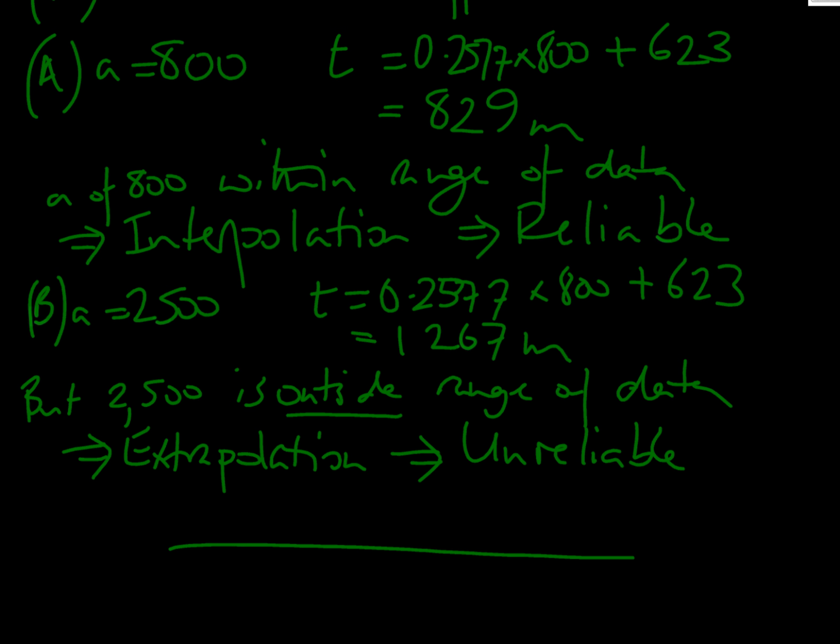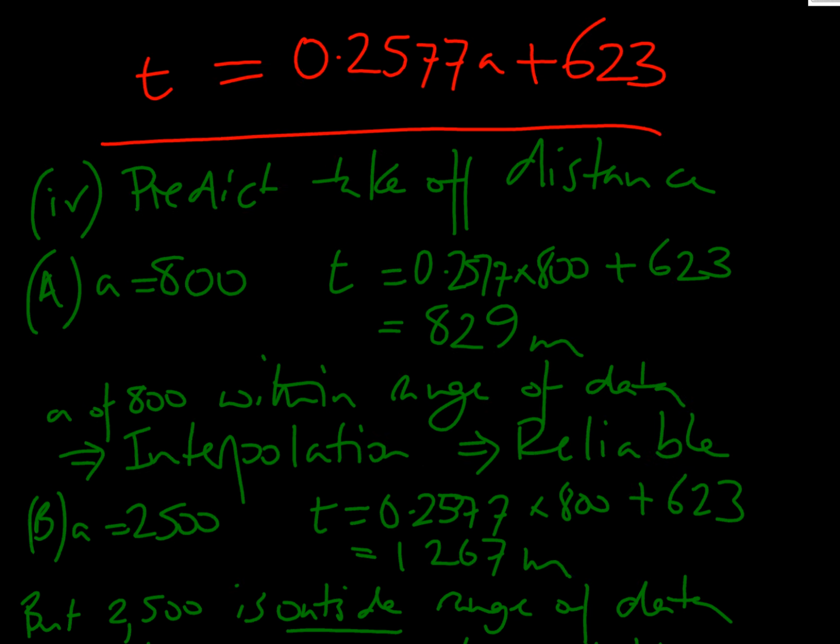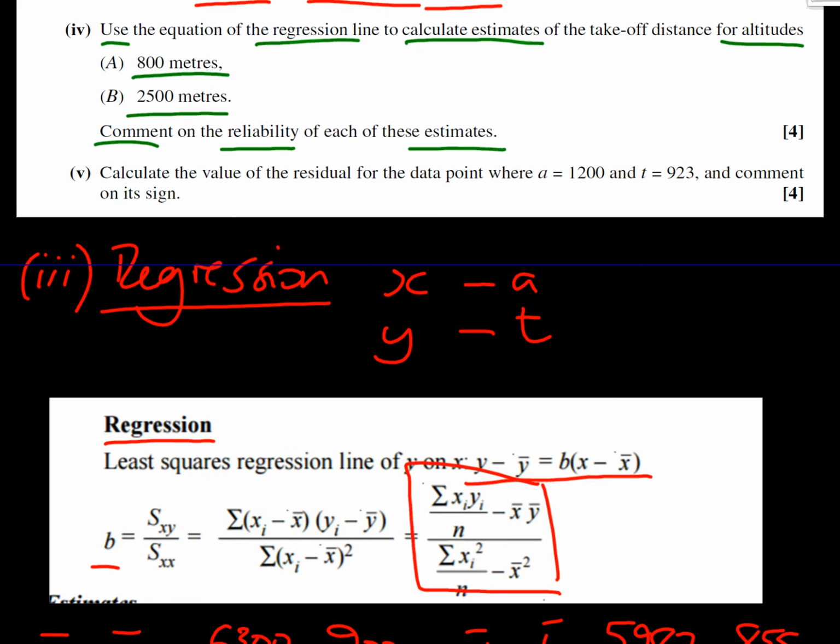People on Space Shuttle can tell you about that, because they did it, extrapolated on temperature, and it didn't work out for them and they crashed. Okay, let's see what the final part of the question is here then. Calculate the residual value for data point A equals 1200, T equals 923, and comment on its sign.